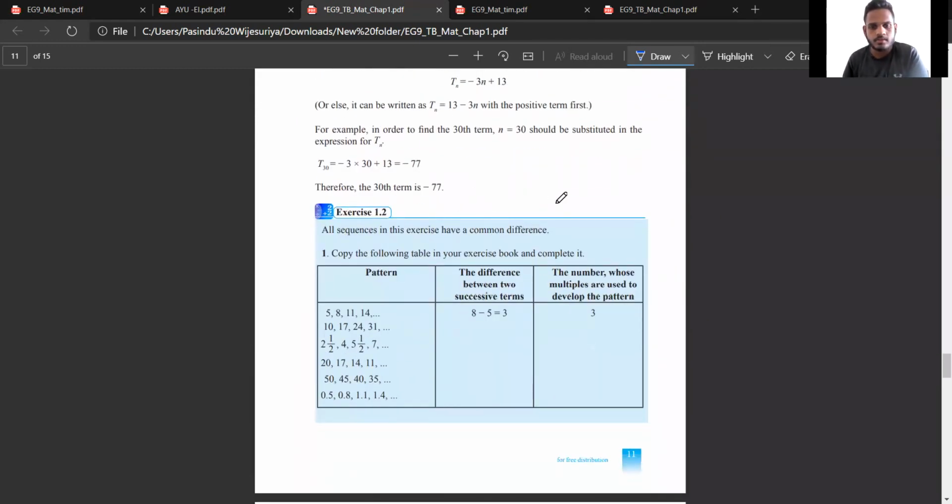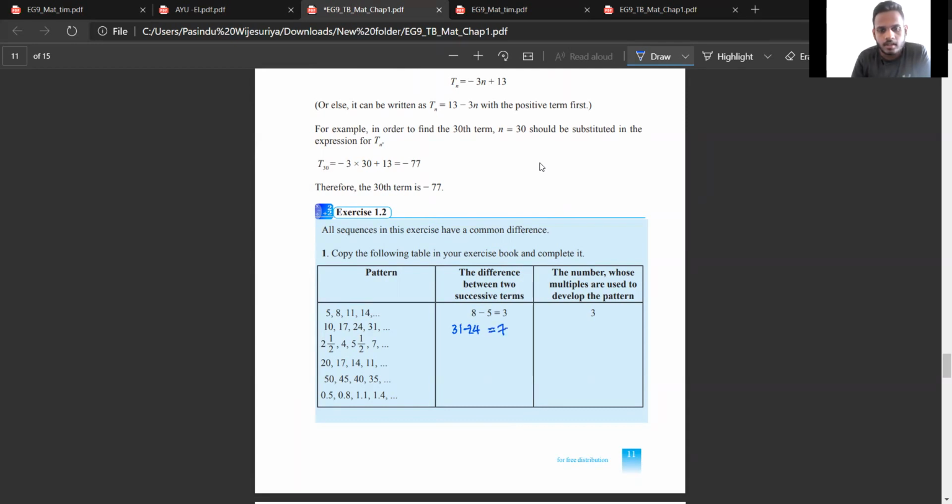Then let's go to this exercise, which is pretty simple. The difference between the successive terms, we can see. It doesn't matter which numbers you take for the common difference. You can take any number and the previous number. So I'm going to take here 31 minus 24. What's the difference? It is 7.